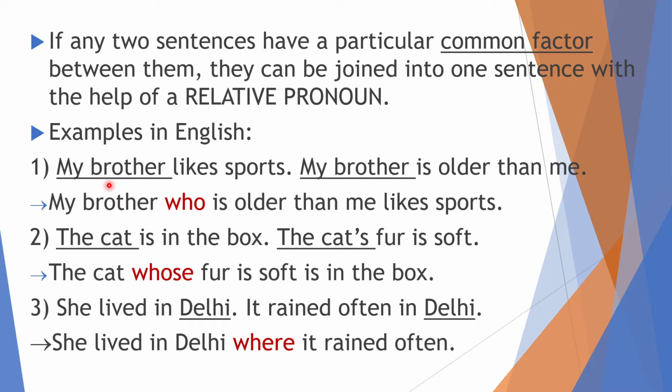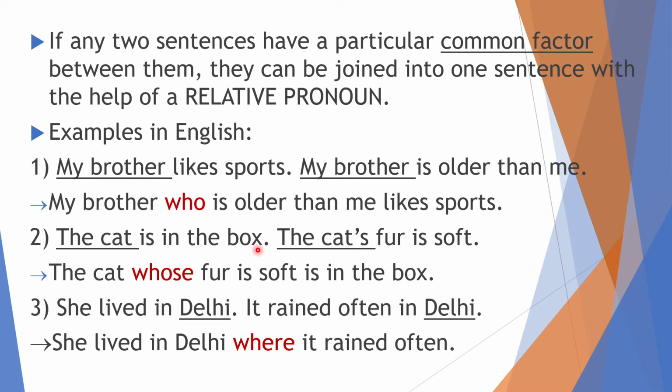So let's look at some examples in English which will jog your memory as to what relative pronouns really are. Okay, so my brother likes sports. My brother is older than me. Can you see that my brother is repeating twice here? In both the sentences, my brother is there, right? So in order to avoid two sentences which are talking about the same thing, we can use a relative pronoun who. Okay, my brother who is older than me likes sports. So you're saying the same thing but in one sentence because you're not repeating the common factor or the link between the two sentences, right?